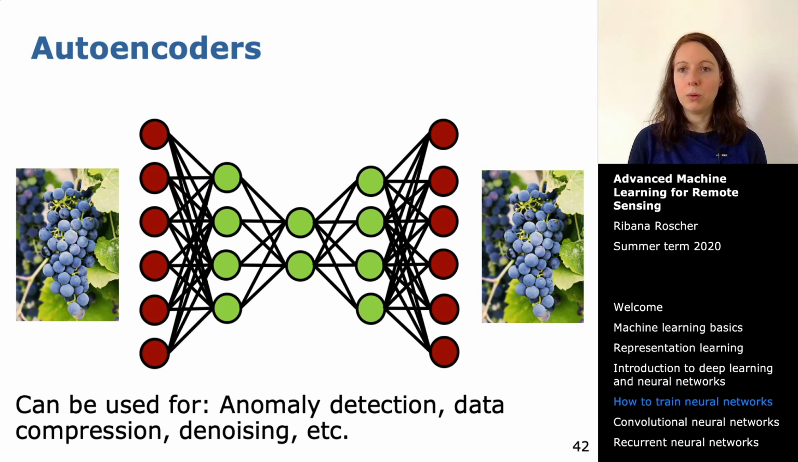For example, you can do denoising, because noise is not an important structure in an image, or you can use it for data compression in general, or also for anomaly detection. For example, you can have a lot of images of healthy plants. You can learn a representation of how healthy plants look with an autoencoder, and you capture exactly the important structures of this kind of data.